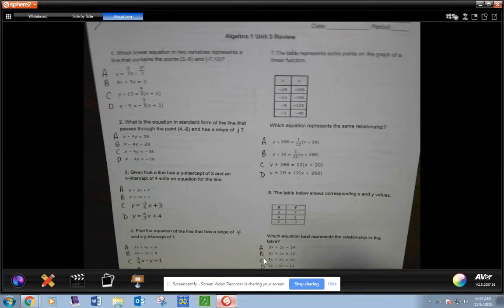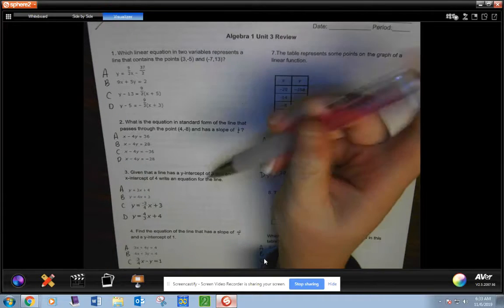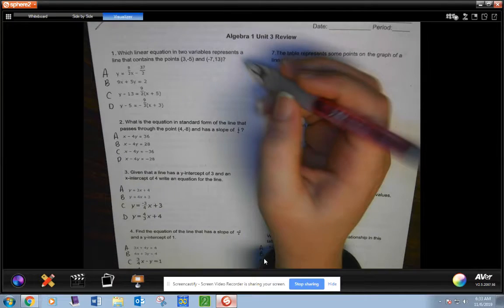Okay, so going over your review, here are your answers and how you can work it. You have your test tomorrow, so be prepared and be ready. Which linear equation in two variables represents a line that contains the point (3, -5) and (-7, 13)?